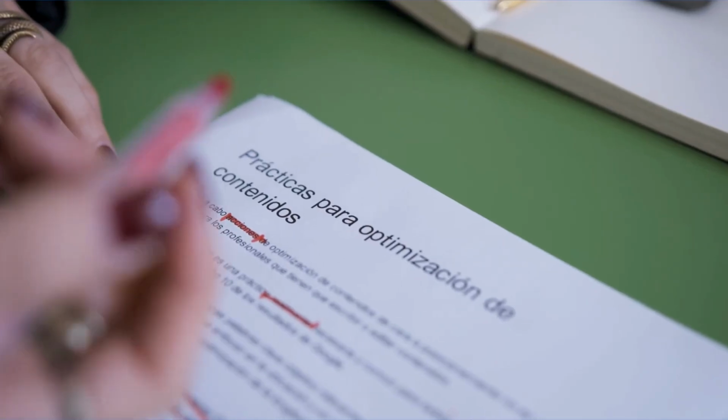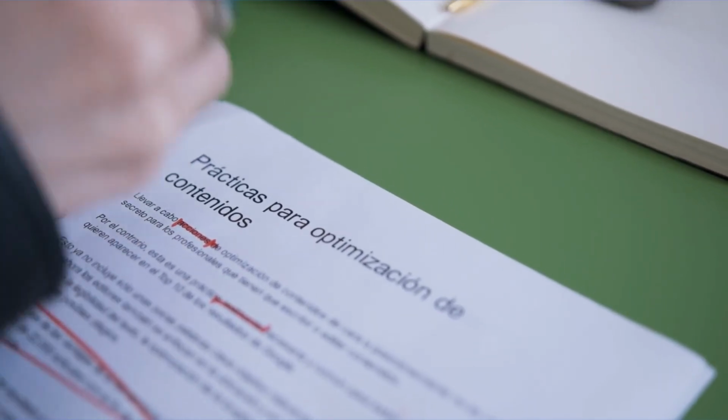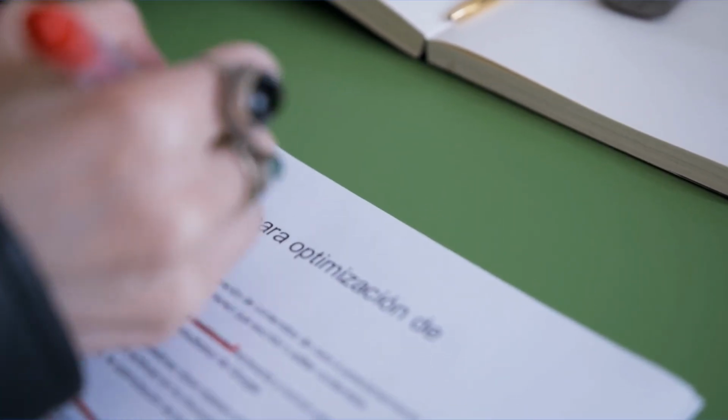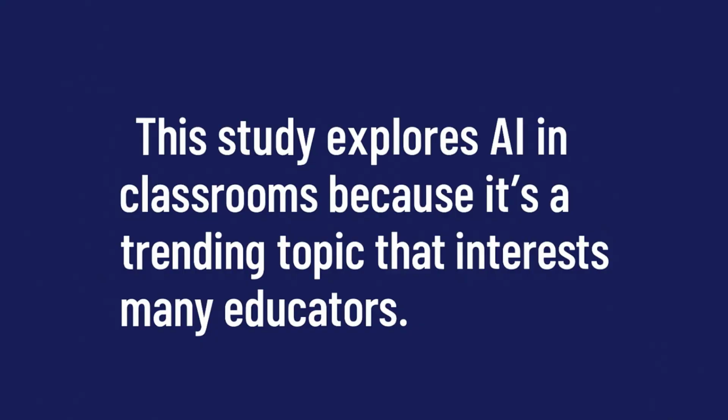Instead of only showing strong versions, it helps to walk through weak ones and deliberately revise them. Take this weak example. This study explores AI in classrooms because it's a trending topic that interests many educators. On the surface, it looks like an introduction, but as a research problem it fails. It doesn't specify what is actually happening with AI. It doesn't name any gap in understanding. It doesn't say what is at stake if we ignore it.